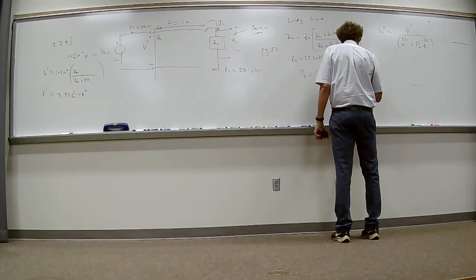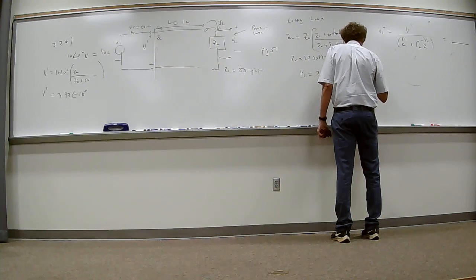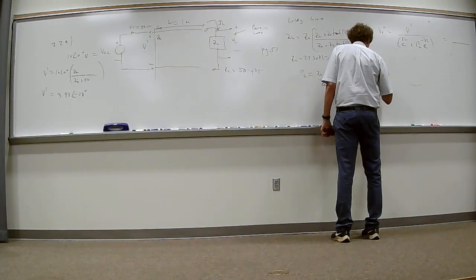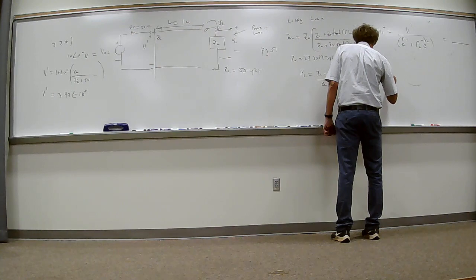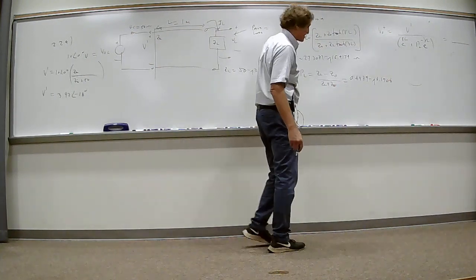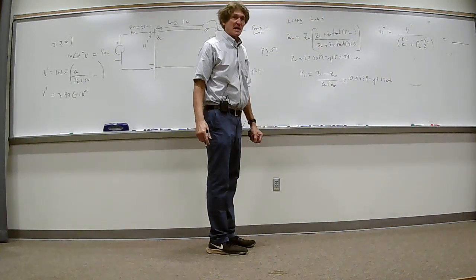0.4479 minus j 0.1908. Okay. All right, we can leave it in rectangular. It's fine. You all with me, class?